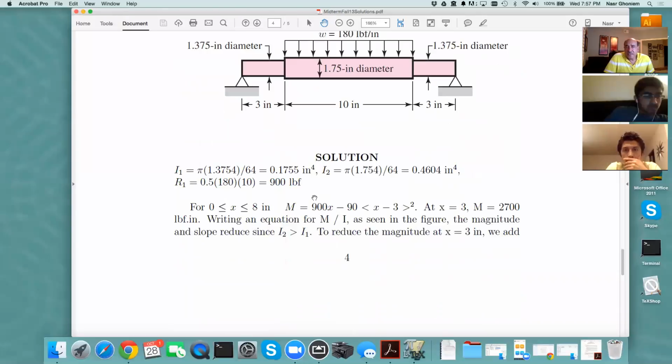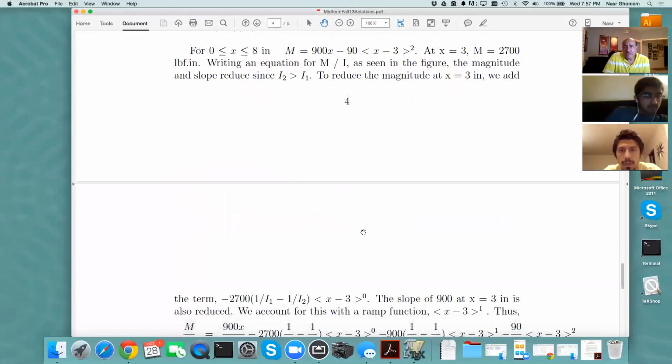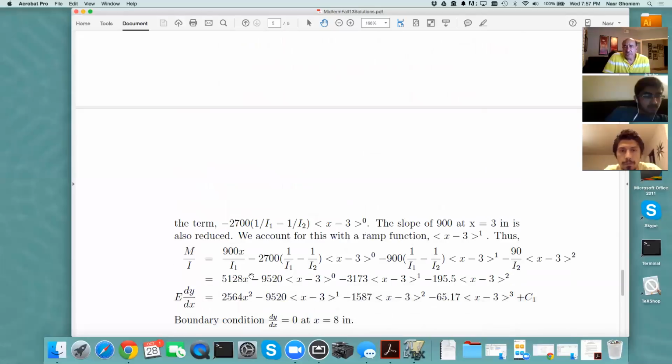The moment is 900x minus 90 times the step function at x minus 8 equals 3. So this is the step function. And then when we divide by EI, we find everything is divided by EI. But then we make 2 corrections: one for the magnitude with power 0, this is a step, and then one for the slope with power 1.